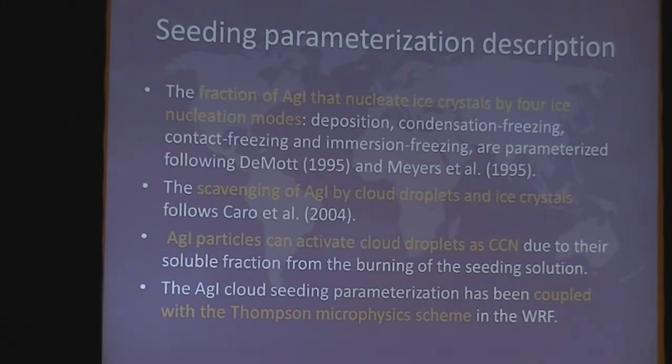It also simulates the scavenging of silver iodide by cloud droplets and ice crystals following Cooper et al. It can also activate cloud droplets on the silver iodide, so they serve as CCN in some situations due to their soluble fraction from the burning of the seeding solution. And the cloud seeding parameterization has been coupled in the WRF model in the Thompson microphysics scheme. So that's the key microphysics scheme that we need to use with this seeding parameterization.